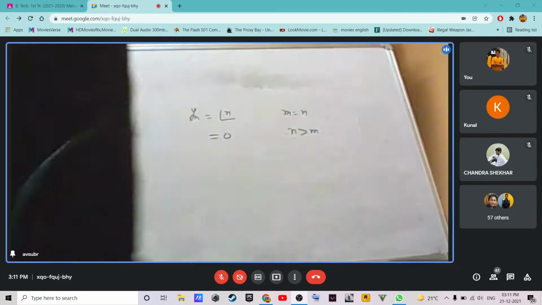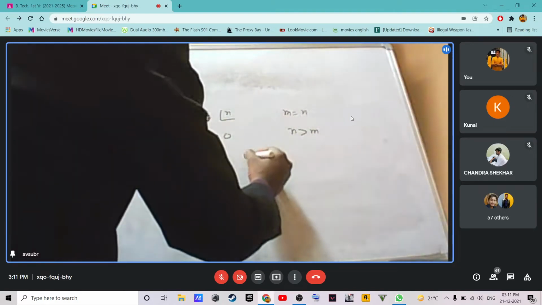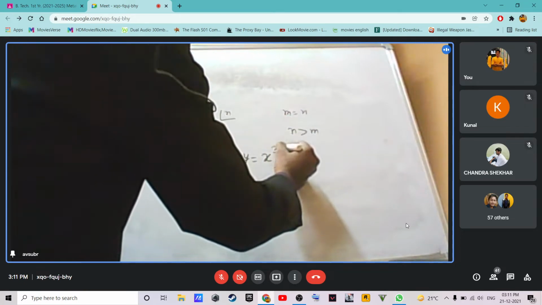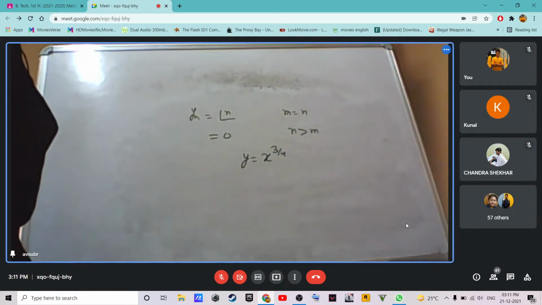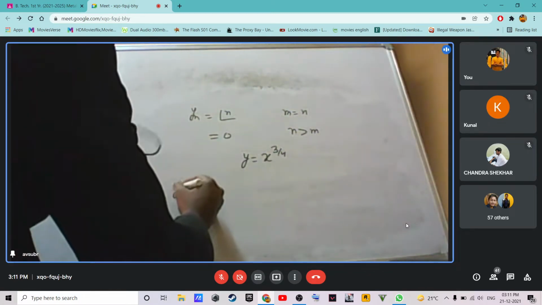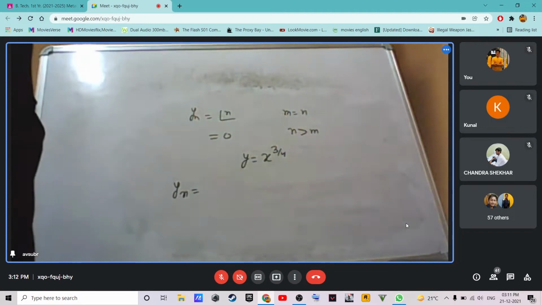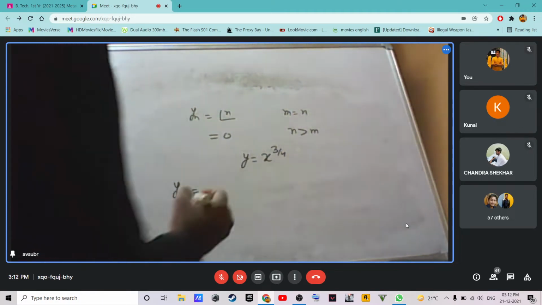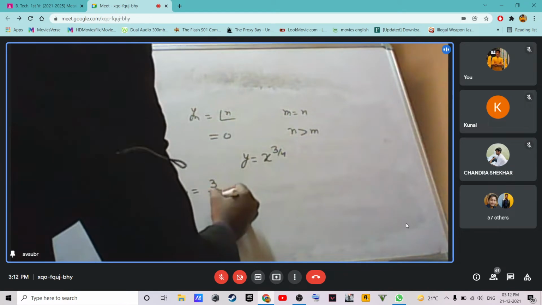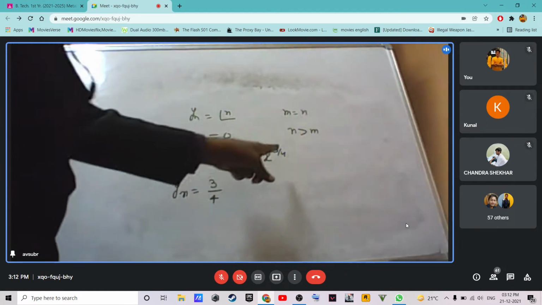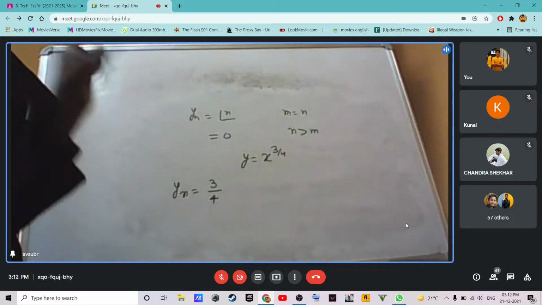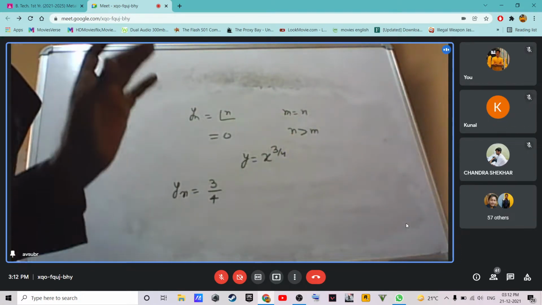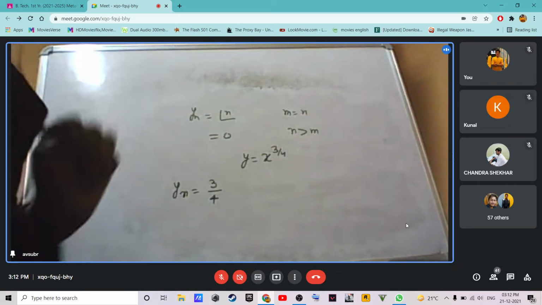Okay, let us take an example of this. Let us try to find out the nth derivative of x to the power 3 by 4. Then what will be the nth derivative of this? Here m is 3 by 4. As I told you, m is any number. So look at the formula: m into m minus 1 into m minus 2 and so on and so forth.